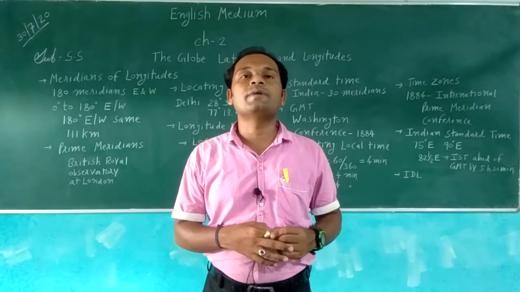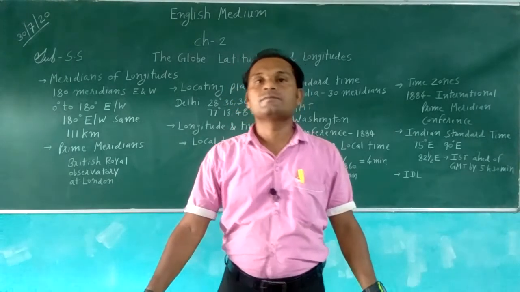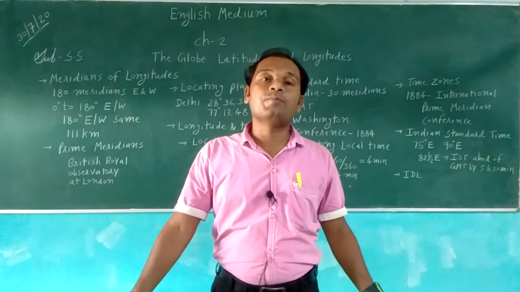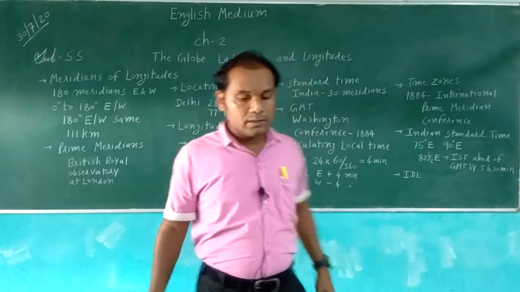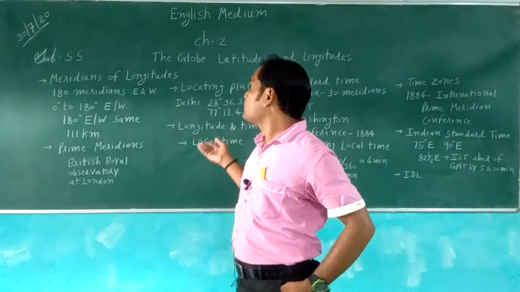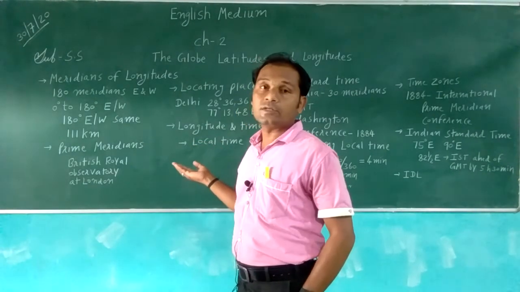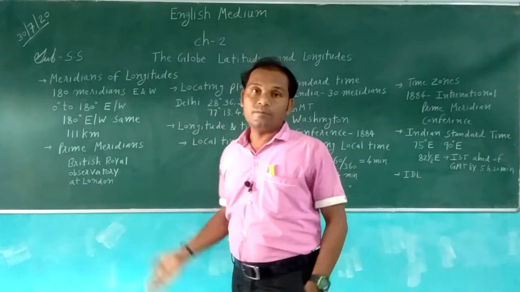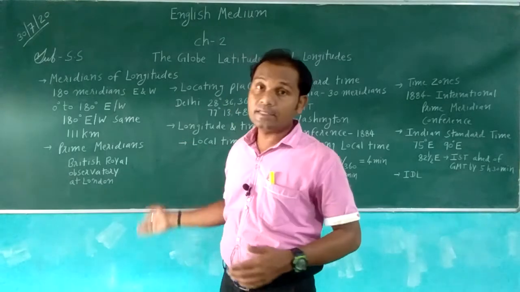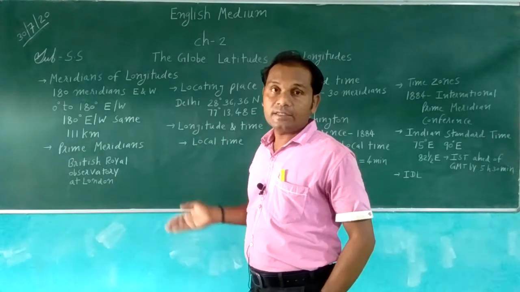The distance between two meridians, the parallel lines, is 111 kilometers. You know that well. The longitudes of a place are expressed in degrees, minutes and seconds. Here we start from 0 degree to 180 degree east and 0 degree to 180 degree west.